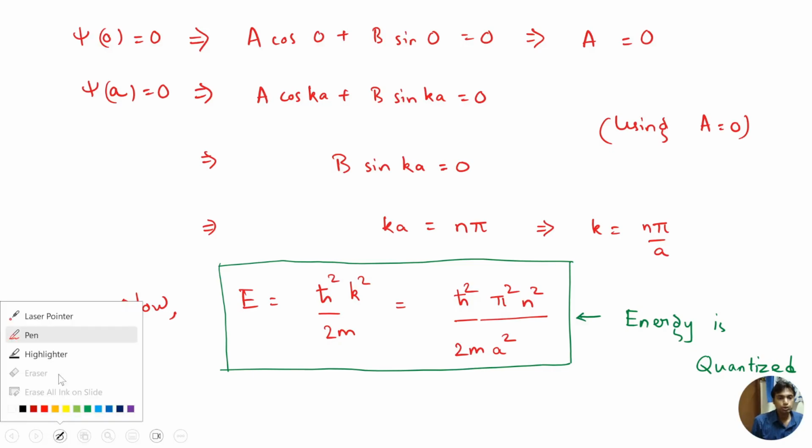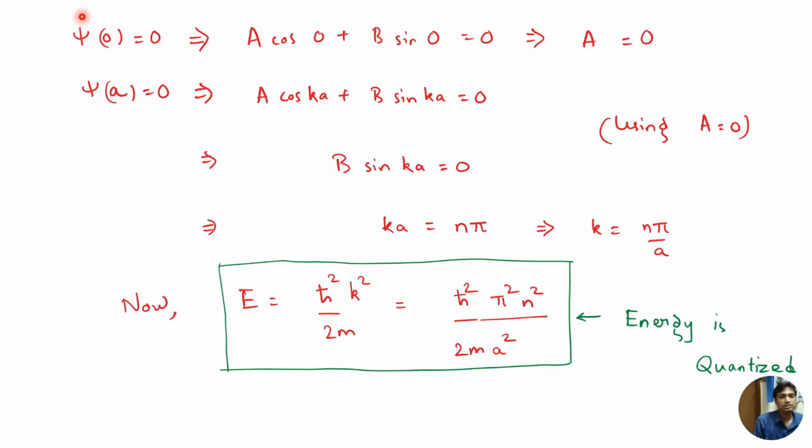So what we are going to do, we are now going to apply the boundary condition. The first boundary condition is psi of 0 is equal to 0. So at the position x equal to 0, the wave function is 0. Now what was our solution? A cos kx plus b sin kx. So a cos, since x equal to 0, it will be a cos 0. So cos 0 is what? 1. And sin 0 is 0. So what we are left with is a is equal to 0.